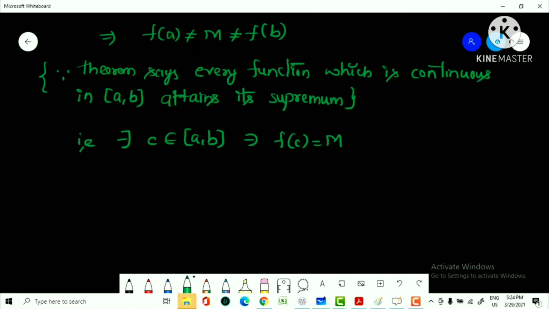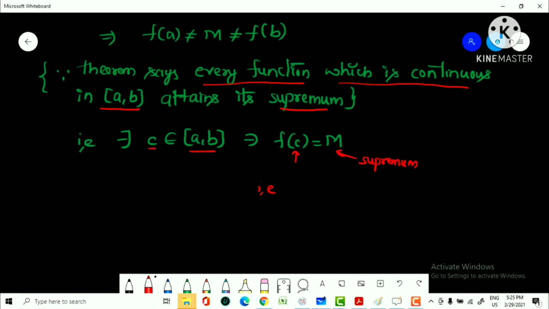I am reading out once again. This theorem says every function which is continuous in the closed interval a comma b. We also have f of x as the function which is continuous in the closed interval a comma b, therefore it attains its supremum. That means what? There exists one value of c in the closed interval a comma b such that at that point the function value will become its supremum.